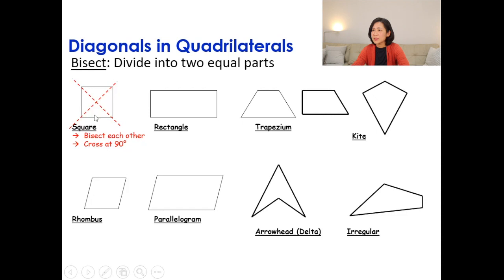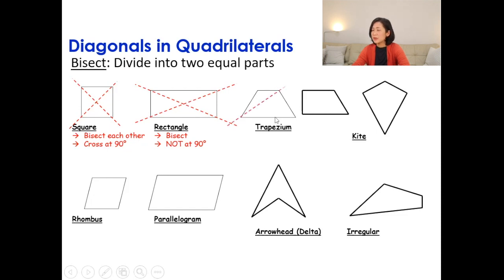Then the diagonals, they meet at right angles, perpendicular lines, right? Then let's have a look at the rectangle. The diagonals of a rectangle are not perpendicular lines. As you can see, it's not meeting at a right angle, right? But it still bisects the two parts. The area of the two parts is exactly the same.